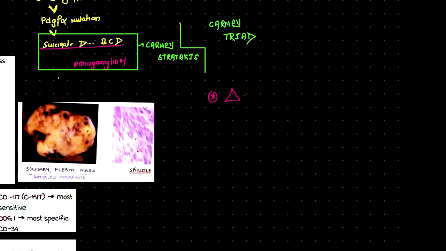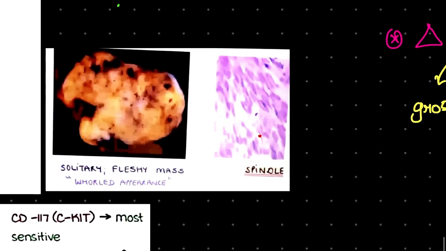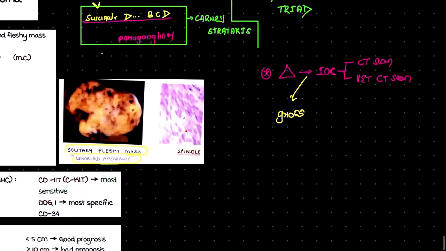This is the investigation of choice, that is CT scan, and another is PET CT scan. Now this was the radiological investigation. Talking about another, that is gross. Grossly, what we'll find is a solitary fleshy mass, and that will have a rolled appearance. Right here you can see this is the gross diagram. Grossly these things will be seen.